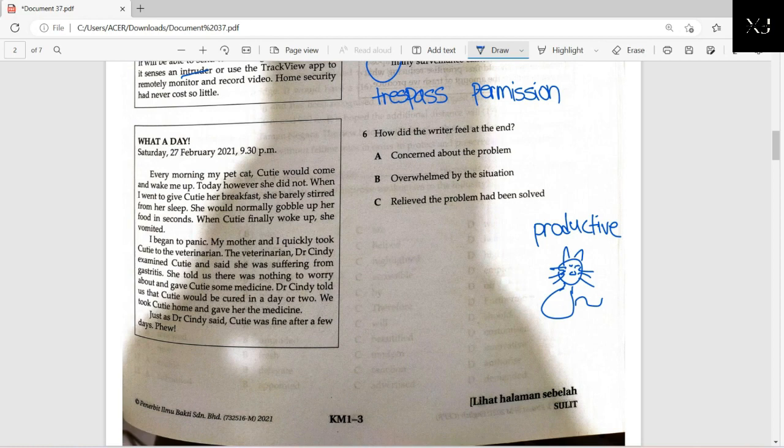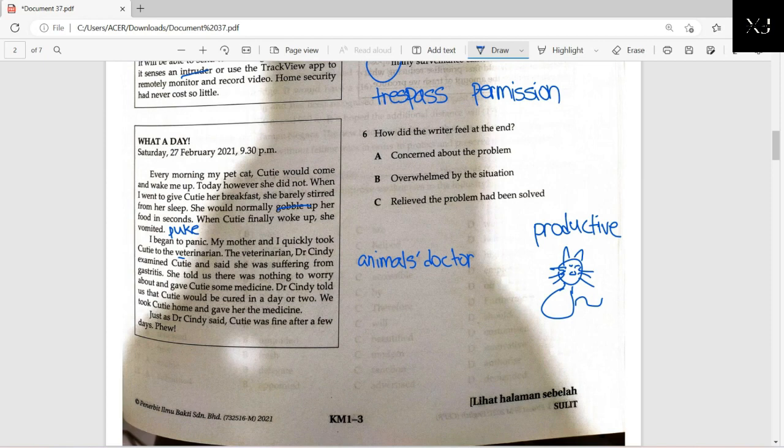She would normally gobble up her food in seconds. So what is gobble up? It means eat her food very fast, just in a few big bites. When Cutie finally woke up, she vomited. Oh my god, vomited. Vomited means puke. I began to panic. My mother and I quickly took Cutie to the veterinarian. The short form would be vet, V-E-T. A vet is an animal doctor. We don't say doctor, we just call them vet. Doctors are for humans. The vet, Dr.